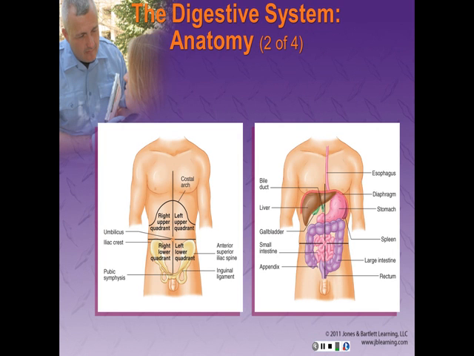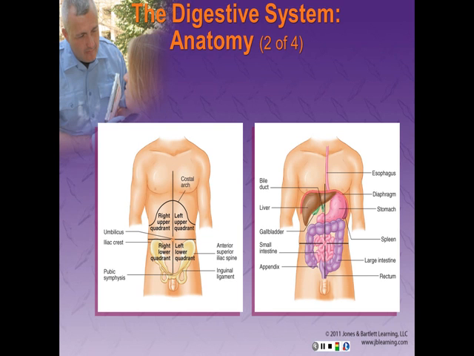The right upper quadrant contains the liver, the gallbladder, and a portion of the colon. The left upper quadrant contains the stomach, the spleen, and a portion of the colon. The right lower quadrant contains two portions of the large intestine, the cecum, which is where the appendix is attached, and the ascending colon, and the left lower quadrant, which contains the descending and sigmoid portions of the colon.